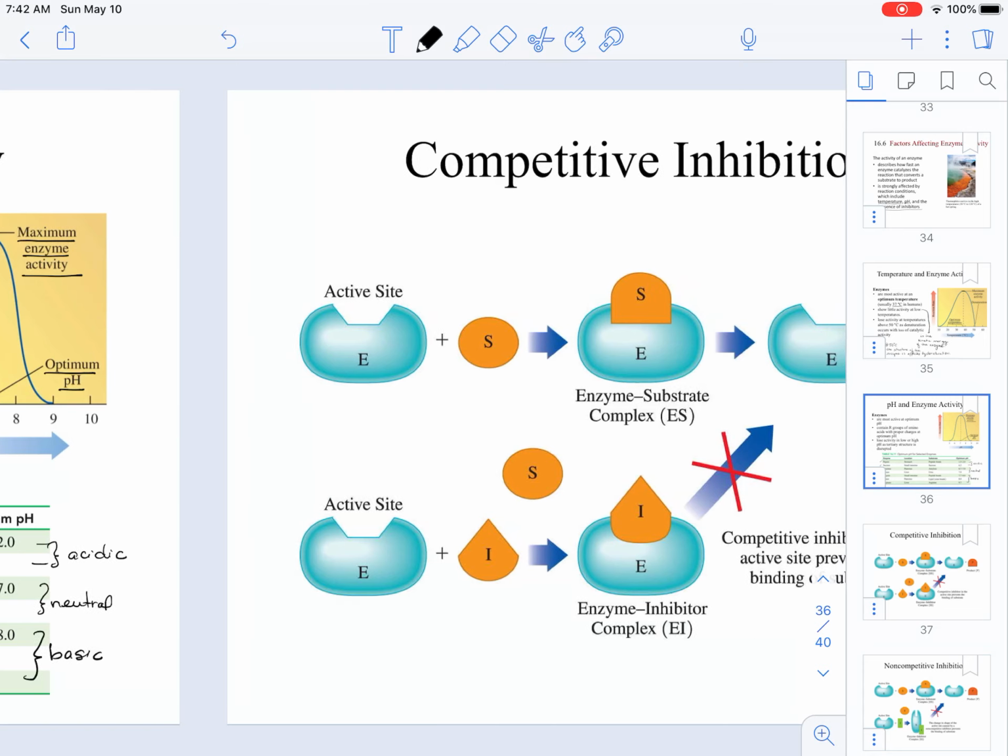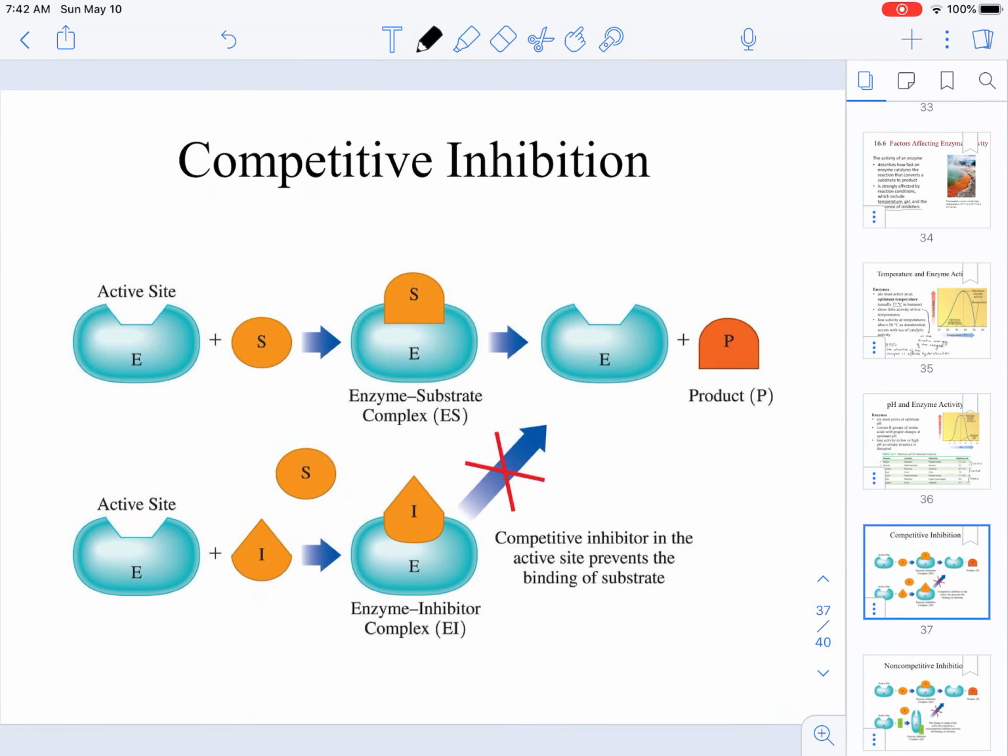Now we are going to proceed to talk about inhibitors. First, we are going to be talking about the different types of inhibitors, starting with competitive inhibitors. So, let's say that we have a particular reaction in which our enzyme is going to be interacting with its substrate, making the enzyme substrate complex.